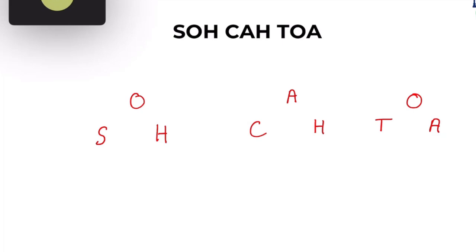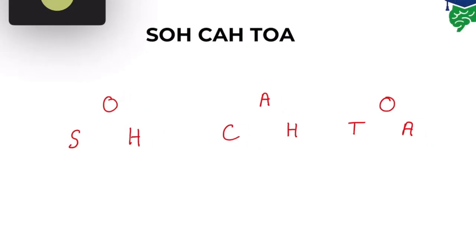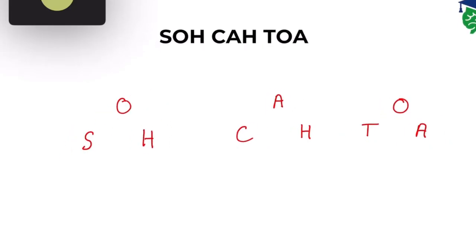So we've just written out SOH CAH TOA, and all you have to do is write the middle letter at the top. As you can see, SOH, the middle letter is O, so we've written it at the top. CAH, the middle letter is A, so we've written it at the top. TOA, the middle letter is O, so we've written it at the top. Now all you need to do is make yourself a triangle, like this.